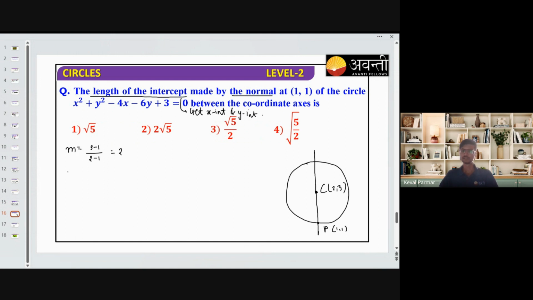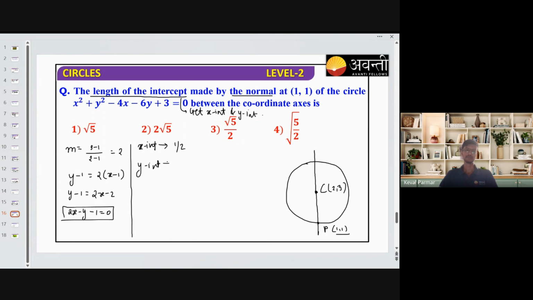So we'll use the slope point form. y - y1 = m(x - x1), I'm using P as a point. So y - 1 = 2x - 2. So 2x - y - 1 = 0. Now we have to find x-intercept and y-intercept. What is x-intercept? Put y equals to 0. I think we'll get half. What is y-intercept?